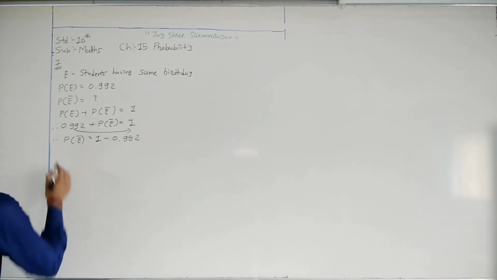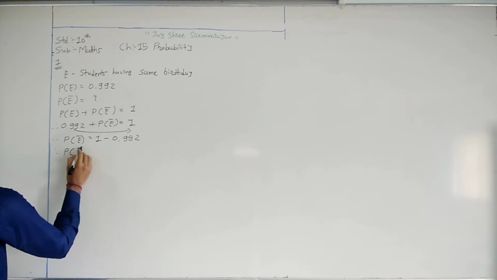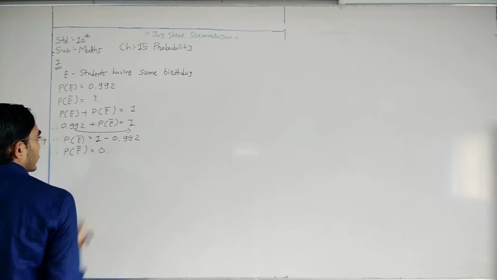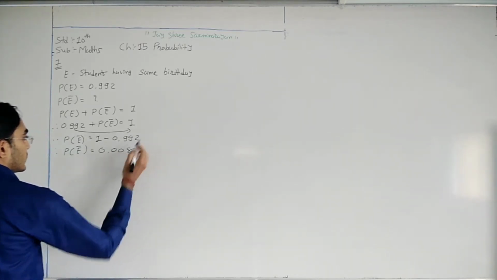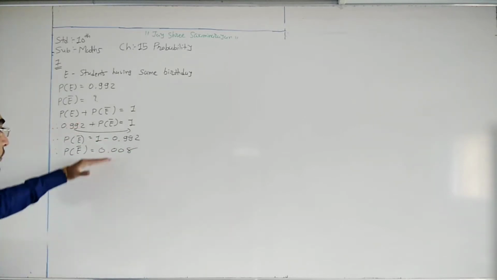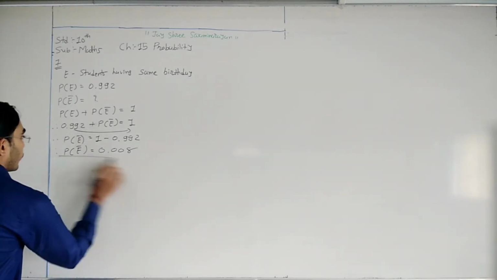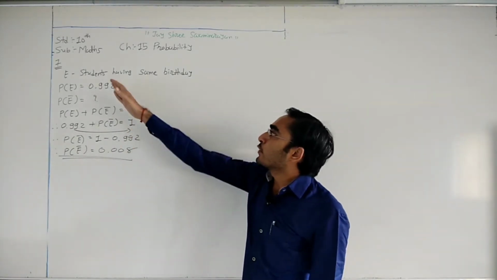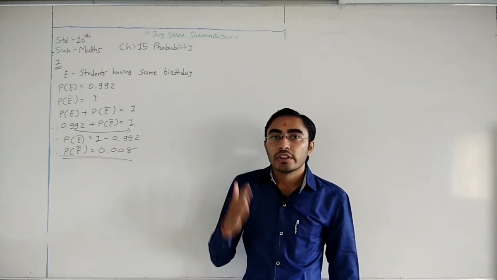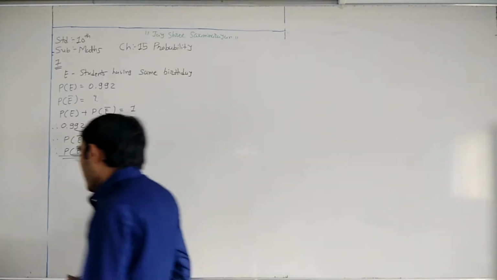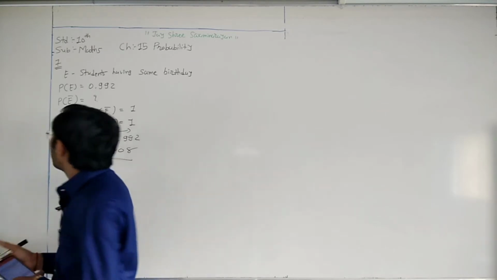Right? And the answer of this 1 minus 0.992 is 0.008. If you subtract 0.992 from 1, you will get the answer 0.008. Okay, so this is your final answer for this question. That means probability of student not having the same birthday is 0.008.